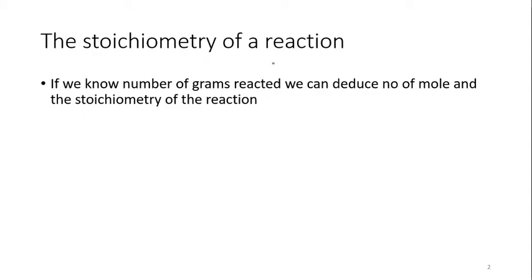The stoichiometry of a reaction. For any number of grams that reacted together, I can obtain the number of moles, and from the number of moles I can deduce the stoichiometry of a reaction. So if I have something like two hydrogen reacting with oxygen to give me water, from this chemical equation I can see that I have 2 moles of hydrogen reacting with 1 mole of oxygen to give me 2 moles of water.